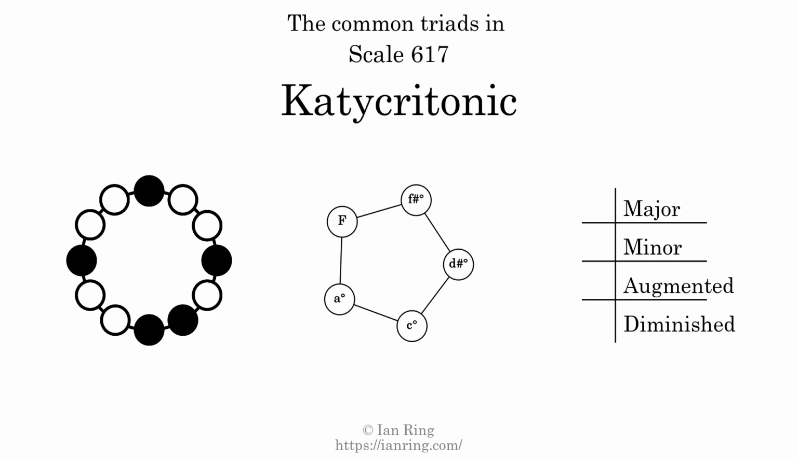The diagram in the center is a graph of parsimonious voice leading between triads. There is one major triad. There are no minor triads. There are no augmented triads. There are 4 diminished triads. Here is a Hamiltonian path of parsimonious voice leading that uses all the triads.